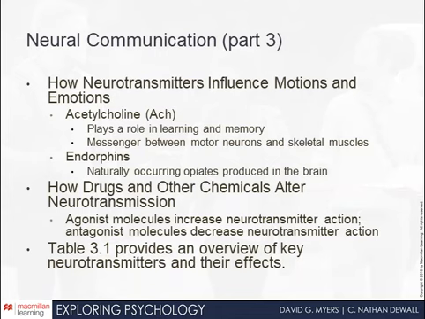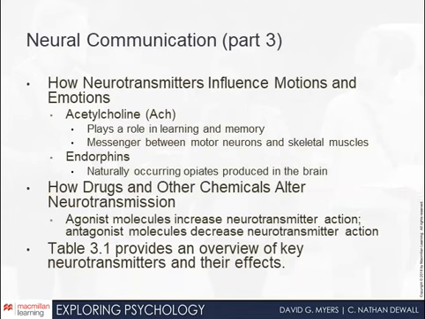How do drugs and other chemicals alter neurotransmitters? We have the antagonist and agonist. An agonist molecule increases neurotransmitter action. Antagonist molecules decrease neurotransmitter action. So we can receive drugs that will either increase or enhance our naturally occurring neurotransmitters, or antagonists that will decrease the effectiveness of our naturally occurring neurotransmitters. This next table, Table 3.1, provides an overview of key neurotransmitters and their effects.